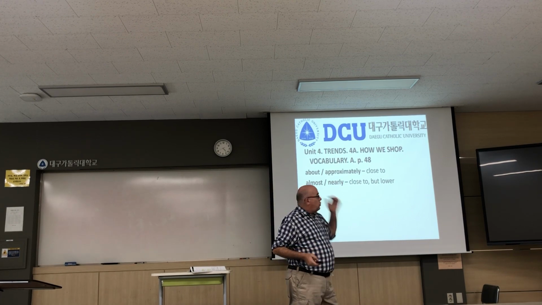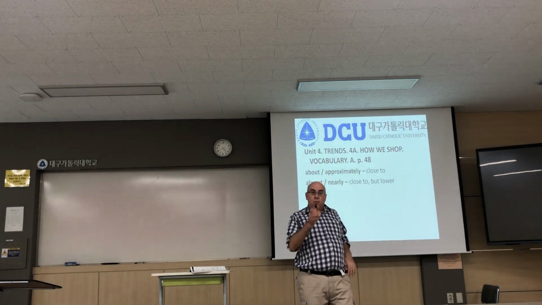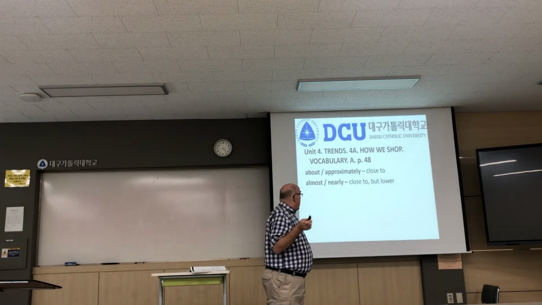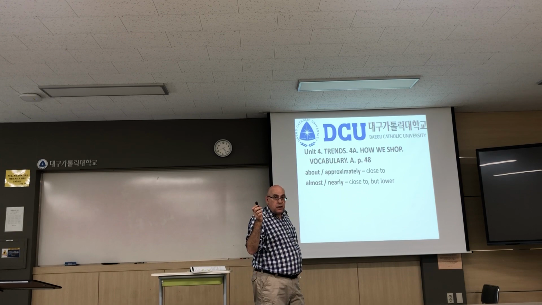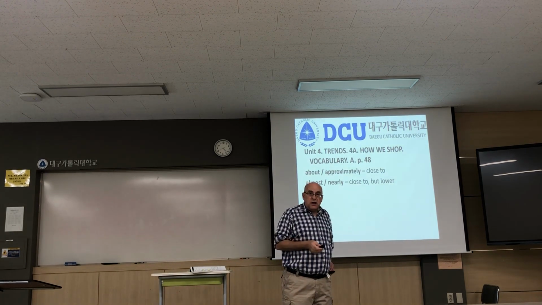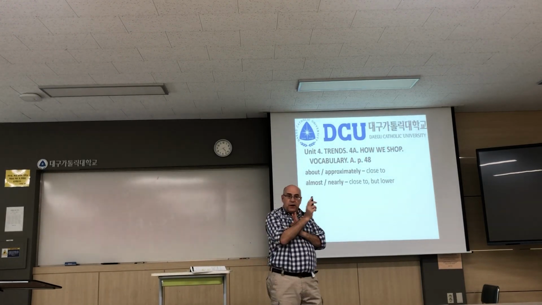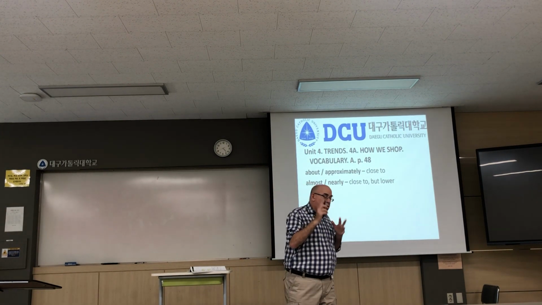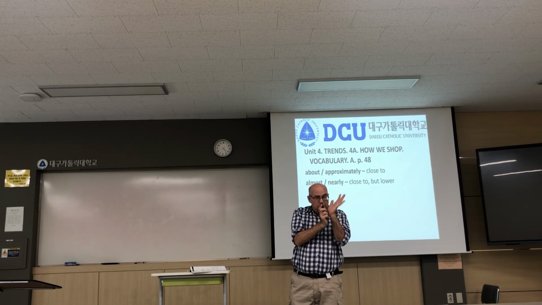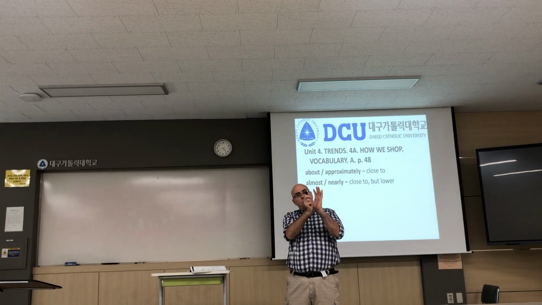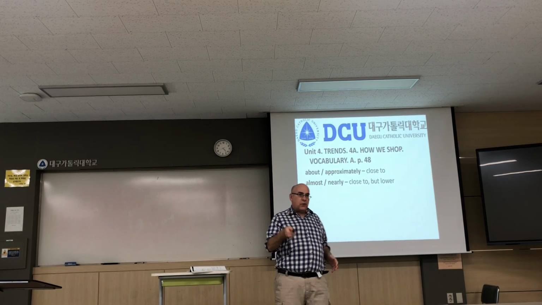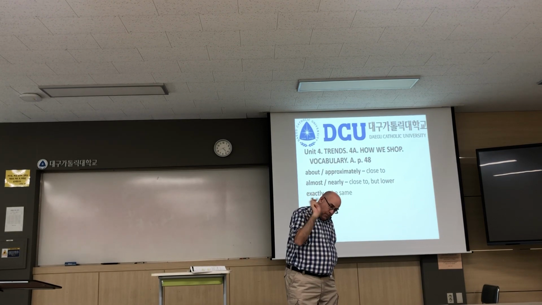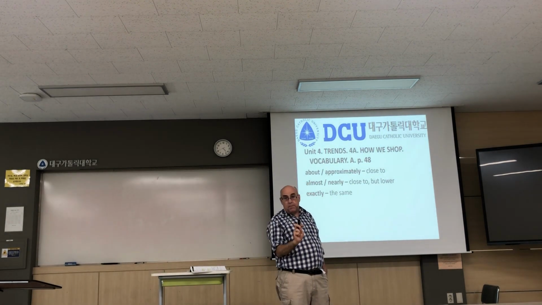Almost, nearly means close to, but lower. So say 1 o'clock. I would not, and I started at 1:05. I would not say, oh, I started at almost 1 o'clock, or nearly 1 o'clock, because I'm after 1 o'clock. But if I started at 12:55, then I could say almost 1 o'clock, or nearly 1 o'clock, because I'm before. I'm close to, but before. About, approximately, or close to, but it can be before or after. Now, exactly means the same. If I started at 1 o'clock, on the nose, on the button, that would be exactly 1 o'clock. Same, same. 1 o'clock.